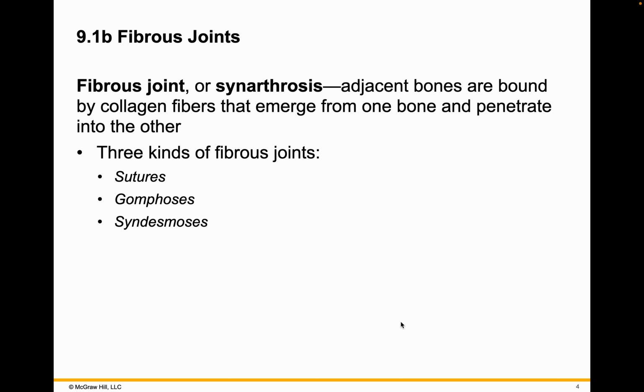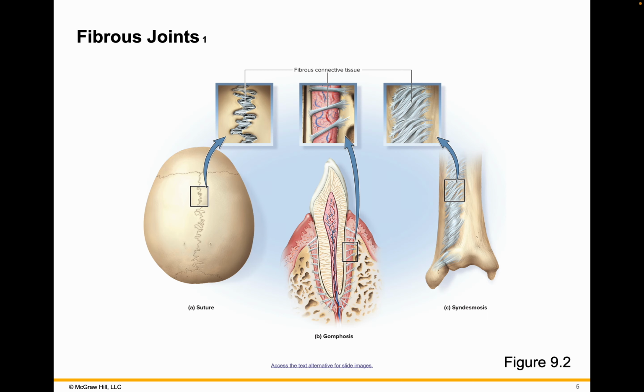In a fibrous joint, or synarthrosis, the adjacent bones are bound together by collagen fibers emerging from one bone and penetrating into the other. There are three kinds of fibrous joints: a suture, a gomphosis, and a syndesmosis. So we have sutures in the skull, gomphoses holding the teeth in place, and a syndesmosis, for instance, between the radius and the ulna, and the tibia and the fibula.